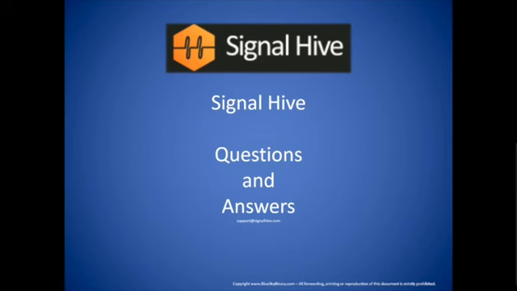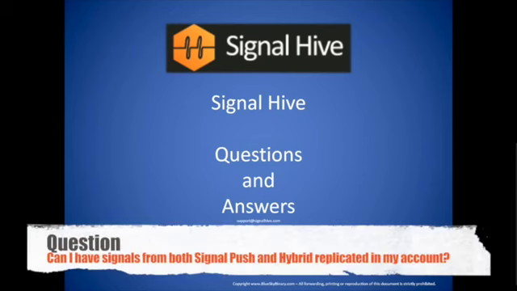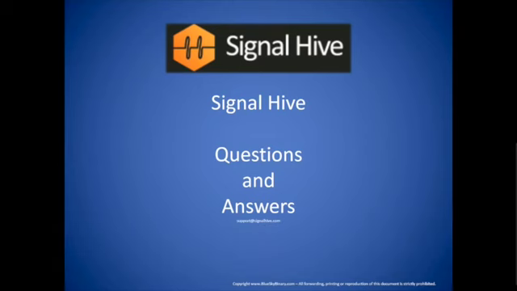Okay, Giuliano Correa is asking, can I use Hybrid and Signal Push in the same account? If I'm understanding you correctly, you're asking if you can use both of them at the same time from one Signal Hive account. Yes, you can. You can auto trade with both of the systems simultaneously. Hybrid and Signal Push will both be able to replicate signals at the same time, so that's not a problem.